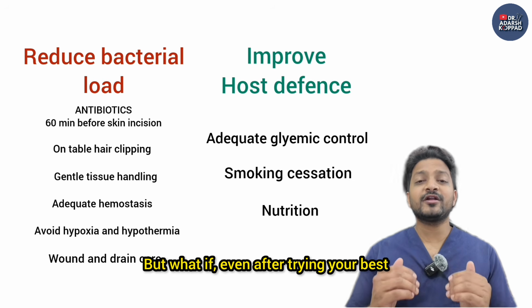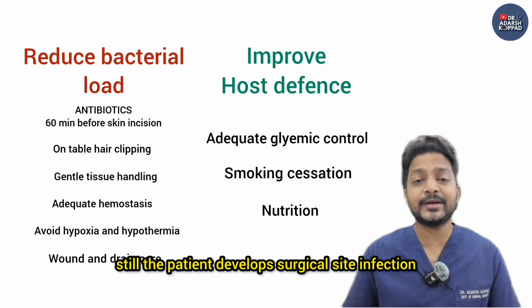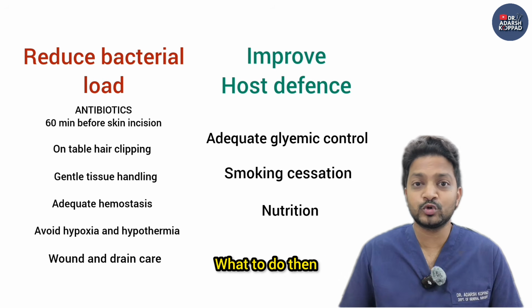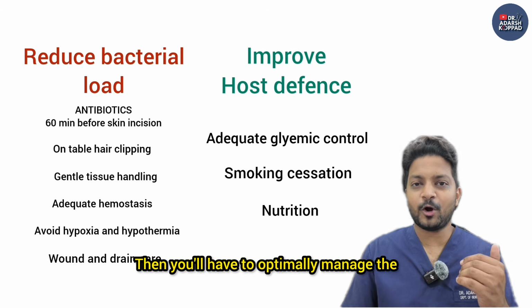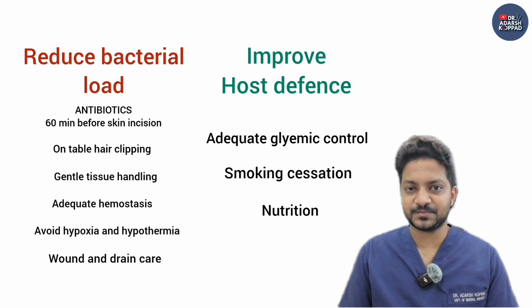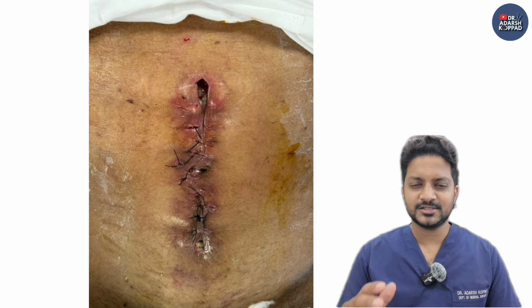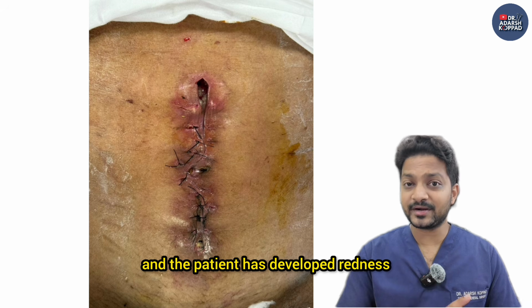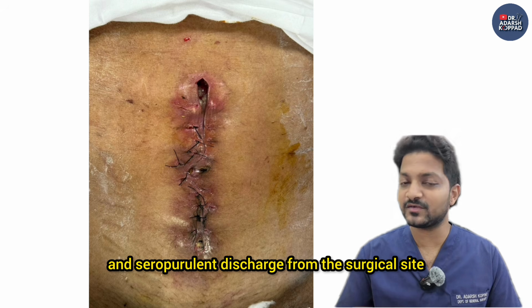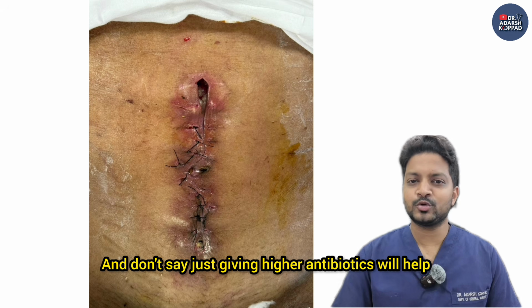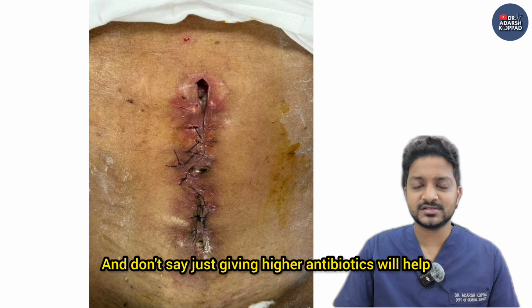But what if even after trying your best, still the patient develops surgical site infection? What to do then? Then you will have to optimally manage the surgical site infection. For instance, take a look at this patient. It's a post-op day 3 and the patient has developed redness and seropurulent discharge from the surgical site. What will you do? And don't say just giving higher antibiotics will help.